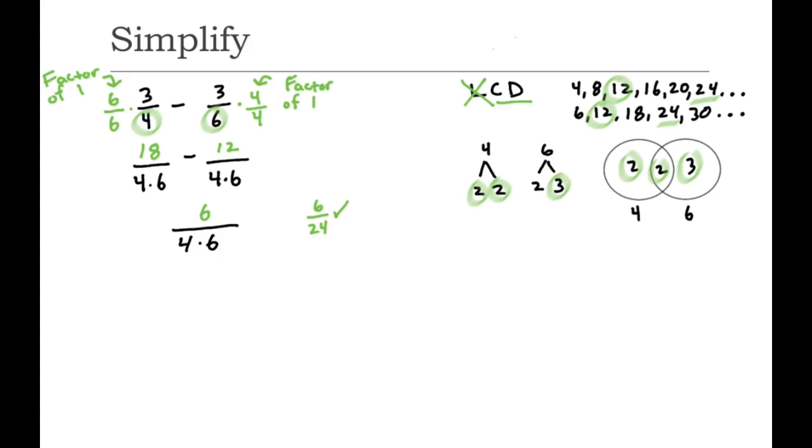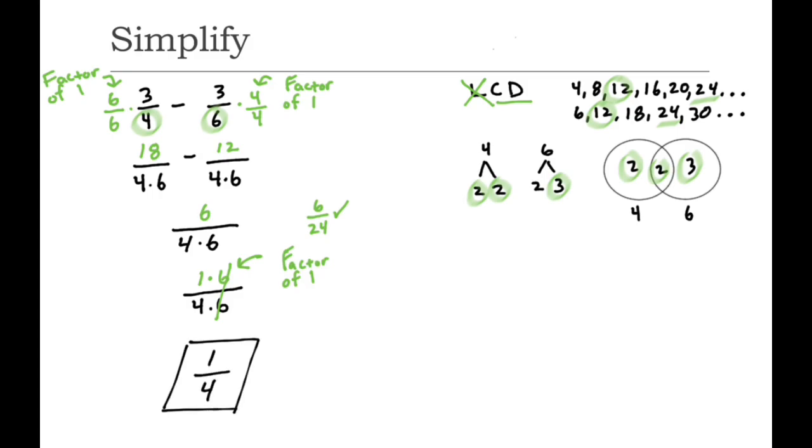And the reason I did not multiply the denominator is because I'm going to be looking for factors of 1. And I don't want to have to undo everything, do double the work. So here we see we do have another factor of 1, 6 over 6. And then our final answer is going to be 1 over 4.